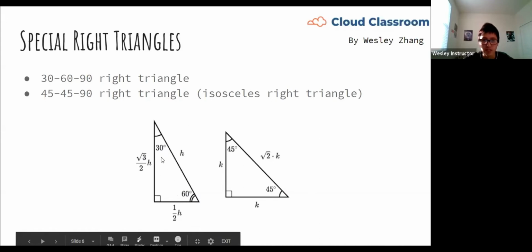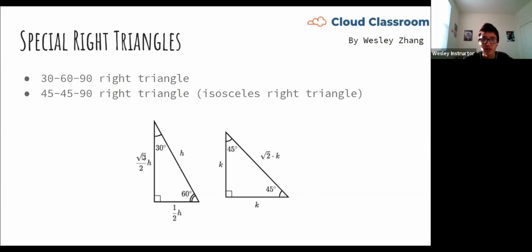So in a 30, 60, 90 triangle, let's say the hypotenuse is length h. That means the shortest side is half the hypotenuse, and the second shortest side is root 3 over 2 h. No, that can't be right. Hold up. Sorry, guys. No, yeah, that's right. That's right. Yeah, and this side is root 3 over 2 h.